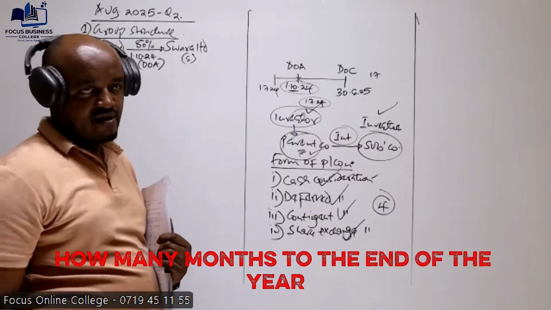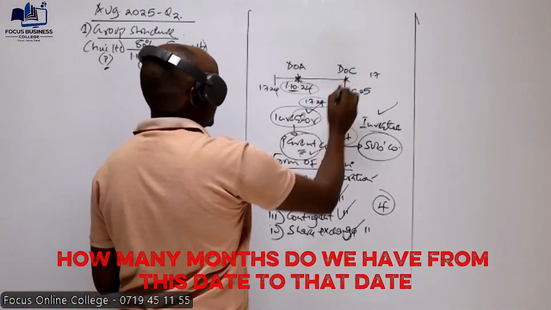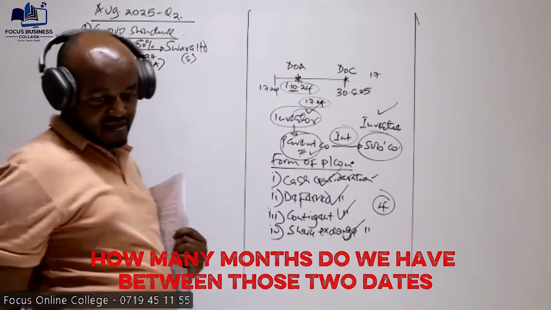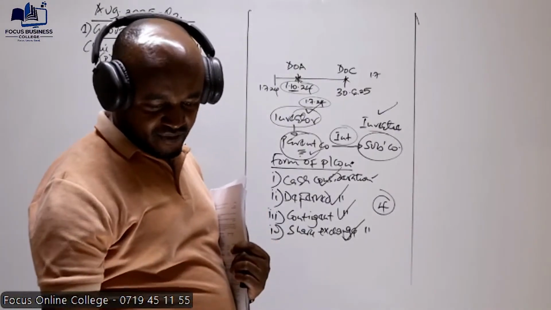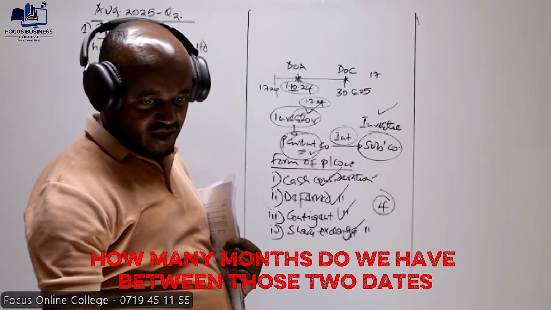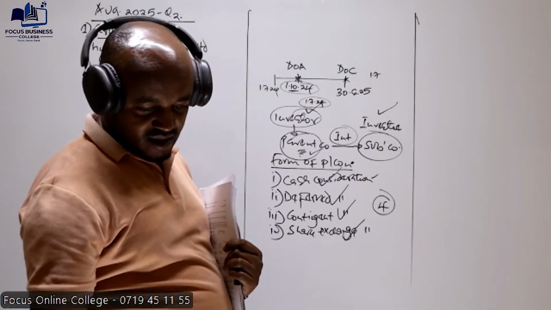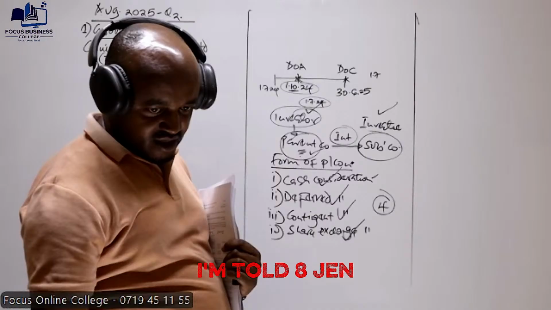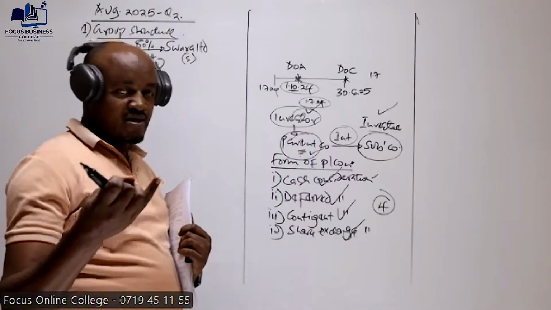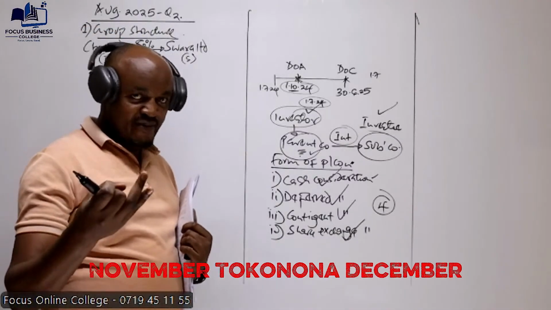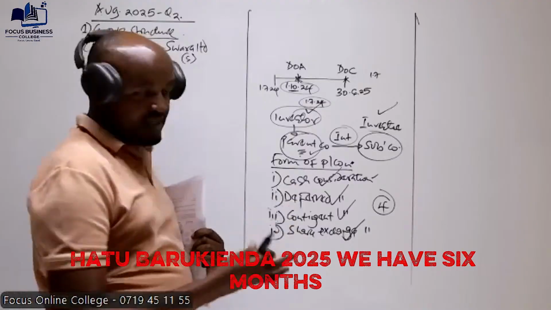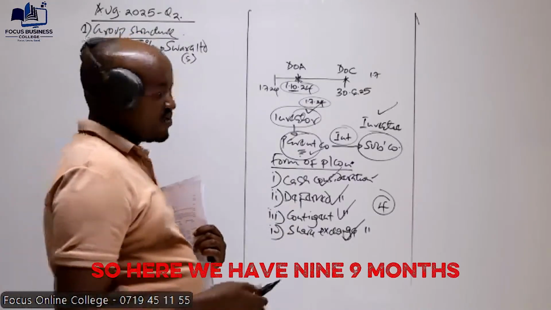How many months do we have from this date to the end of the year? How many months do we have between those two dates? I'm told 8. Make sure you count very well. We have October, November, December of 2024. So in 2024 how many months do we have? 3. But in 2025 we have 6 months. So here we have nine months.